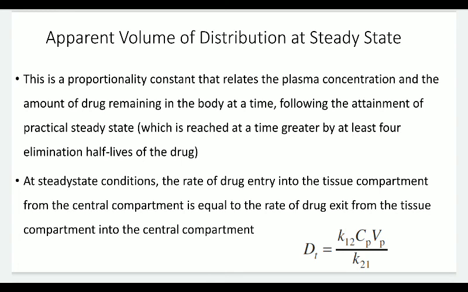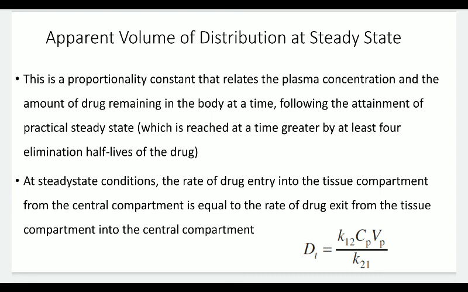So this is a proportionality constant that relates the plasma concentration to the amount of drug remaining in the body at a time following the attainment of practical steady state, that is reached at a time greater than at least 4 elimination half-lives of the drug. So this is a situation where there is a steady state condition where the amount of drug going from the central compartment to the tissue compartment and from the tissue compartment to the central compartment is almost identical.